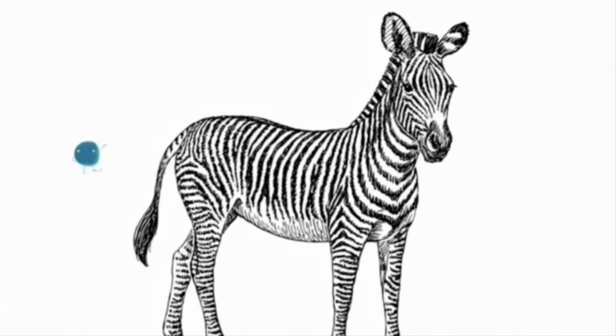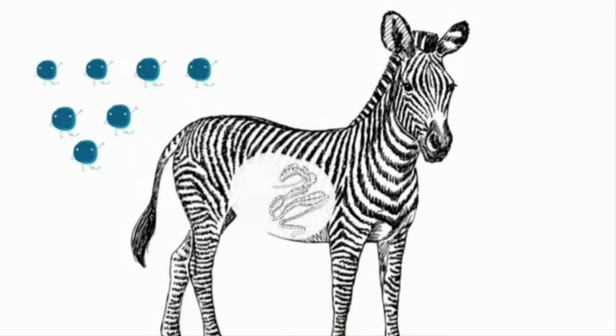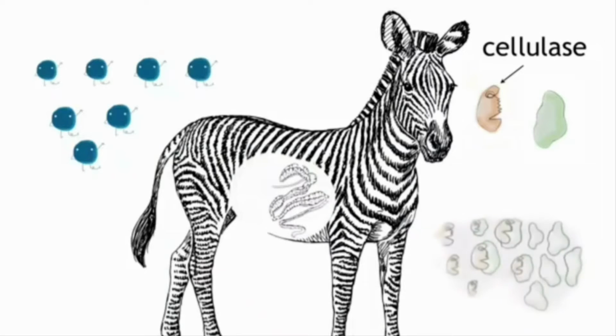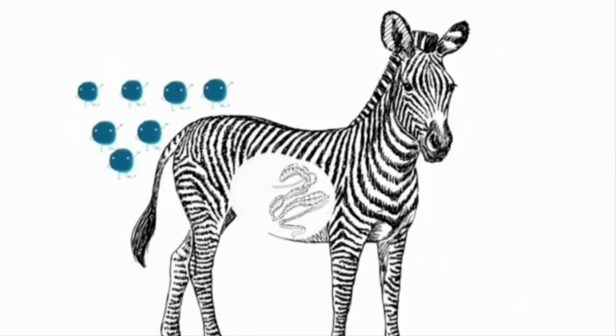Another interaction is between zebras and bacteria. Zebras rely on certain bacteria in their gut. The zebras benefit from the enzyme called cellulase that the bacteria produce. This helps them to break down their food. In turn, the bacteria benefit by having a stable supply of nutrients and by living in the host intestine.